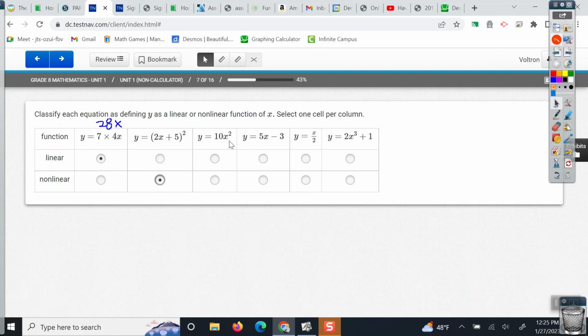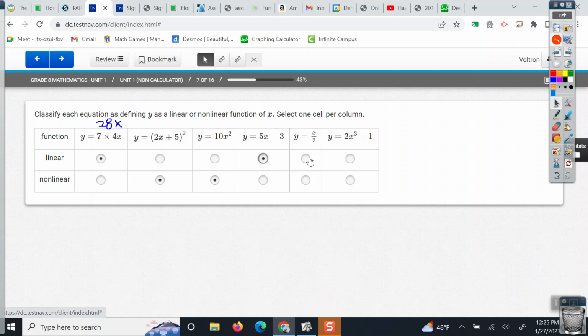Well, same thing with this problem. If you have an exponent on your variable, it's not linear. This one is quadratic because it's squared. The fourth problem is clearly linear, following the y equals mx plus b pattern.